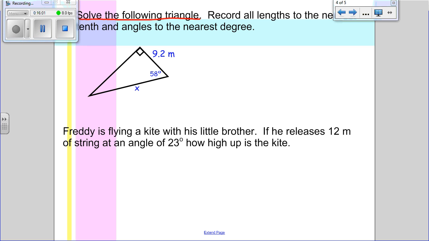I always start with whatever they've labeled as x, if they've labeled anything. In this case, they've labeled this x. So I'm going to start by trying to find that side length, and then I'm just going to find the rest of the side lengths on my own. So if I want to find a side length, and I only have one side length given to me, and one angle given to me, I need to use SOHCAHTOA. To use SOHCAHTOA, I have to label my triangle properly. This is my hypotenuse, this is my opposite, this is my adjacent.